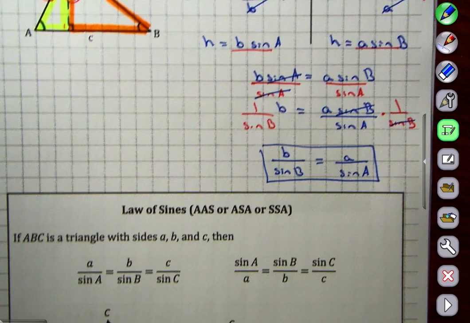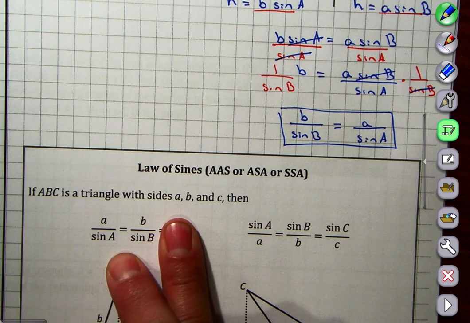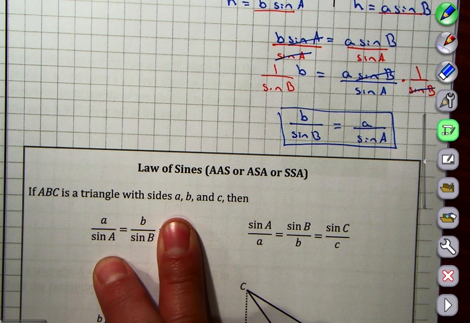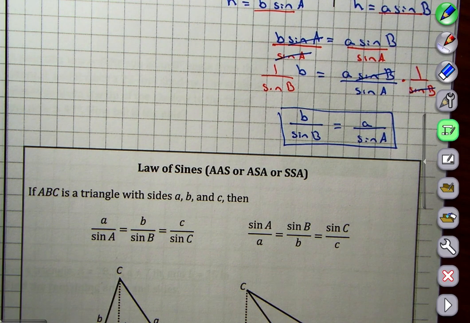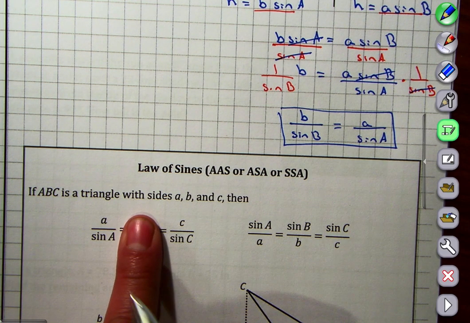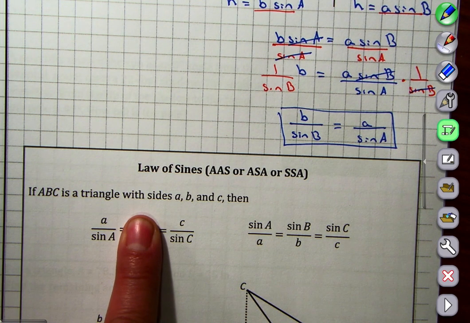And therefore we have this section here that we proved. So a over sine of A is equal to b over sine of B. Now we can go through the same process and prove that a over sine of A is equal to c over sine of C. Do you guys want to go through the process?